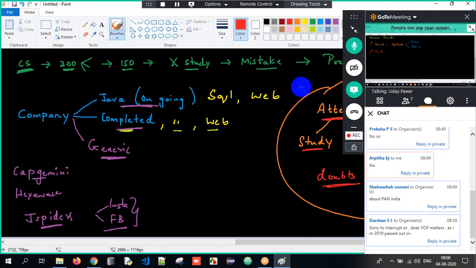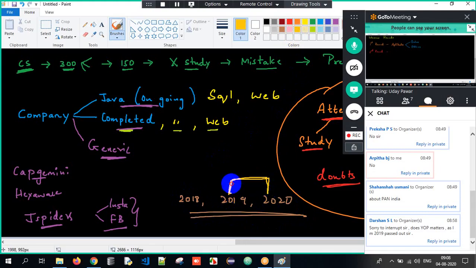No. Here, 2018, 2019 and 2020 pass outs will never have a problem, because the majority of companies will ask for 2019 and 2020. 2020 is a bit lesser, but it's not that we won't get it. 2019 and 2020 is common. Whenever a company comes here, they'll say 2019, 2020 pass out. So that won't be a problem for you, Darshan. Don't worry about it.